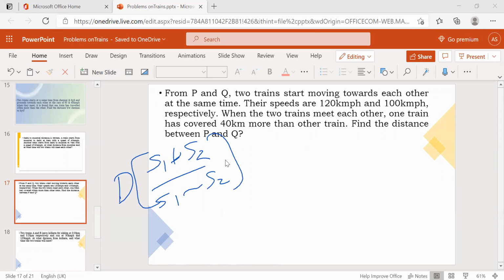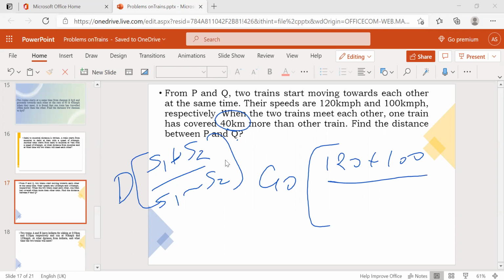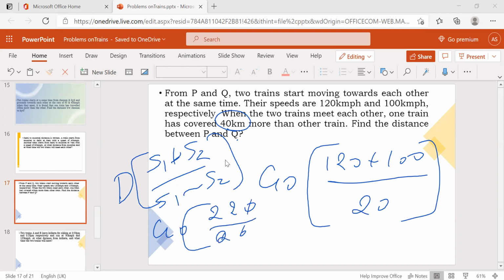Now you see, what's the D here? One train covers 40 kilometers more. So D is 40, 40 into what's S1 plus S2? 120 plus 100 kilometers per hour, by the difference, 20. Now here 40 into 220 by 20. So it gets cancelled. It's 11, 11 into 4, so it is nothing but 440 kilometers. Is it clear?